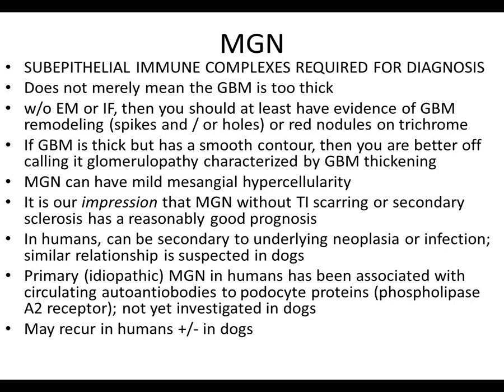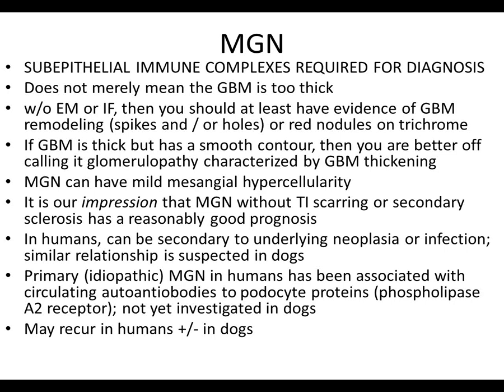And then I put in italics that it's our impression, and that's just based on what George and I see and Mary and I see at the Veterinary Renal Pathology Service, that if you have a membranous diagnosis and you have very little tubulointerstitial scarring, you probably have a reasonably good prognosis, especially if you treat with immunosuppressive therapy, because there's really no scarring yet in the specimen. So it is our impression at our service that it seems to have a pretty good prognosis, and that's the impression in humans as well.